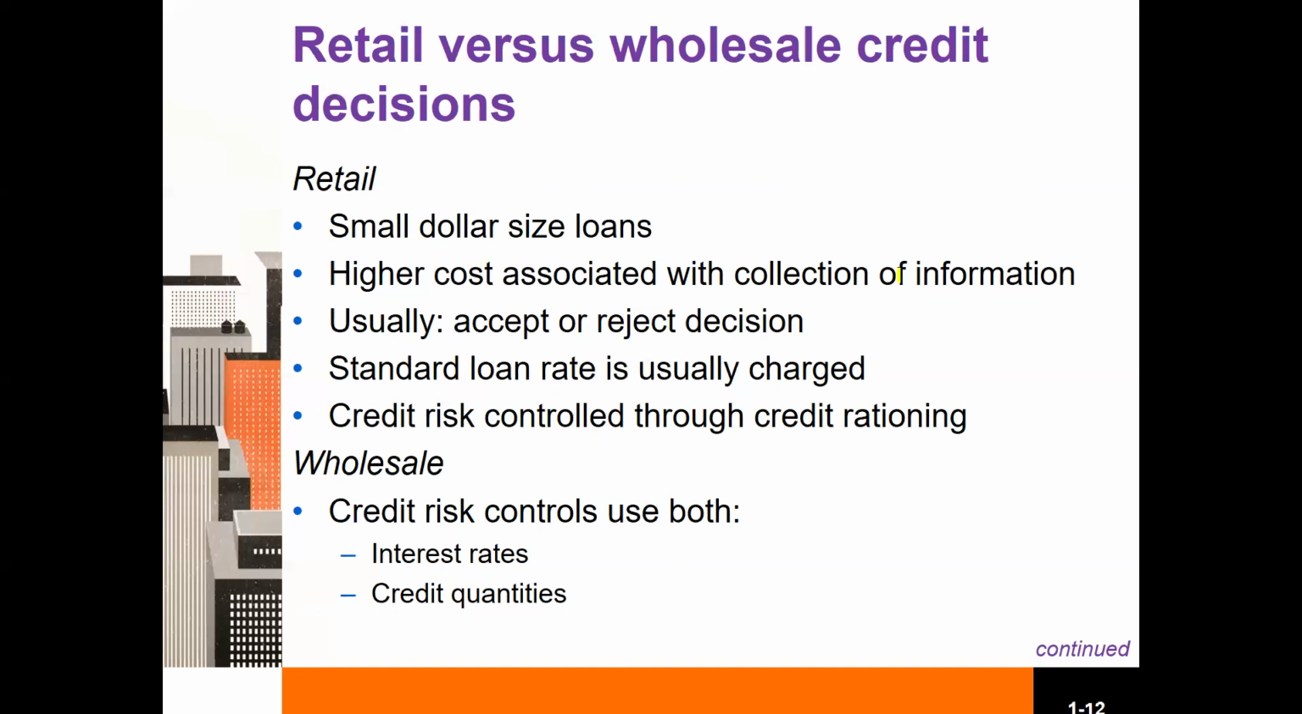In contrast to retail consumers, at the wholesale level, for example for large businesses, financial institutions use both interest rates and credit quantity to control credit risk. Thus, when financial institutions quote a prime or other base lending rate to business borrowers, lower risk borrowers may be charged a lending rate below or close to the prime lending rate. High risk borrowers are charged a markup on the prime rate, or a default risk premium, to compensate the financial institution for the additional credit risk involved.